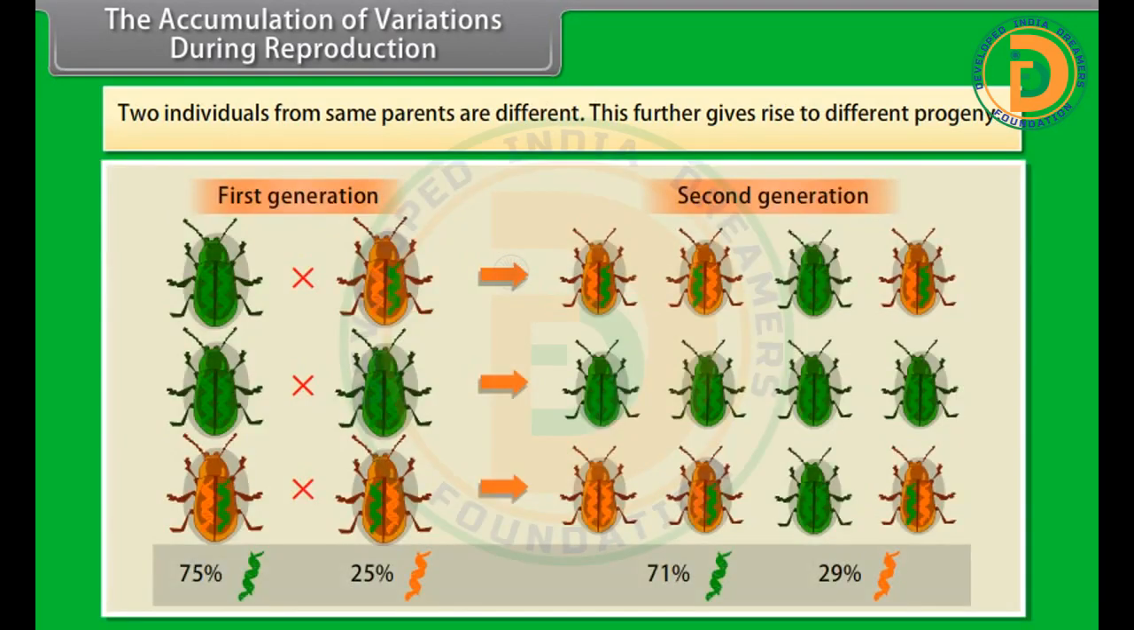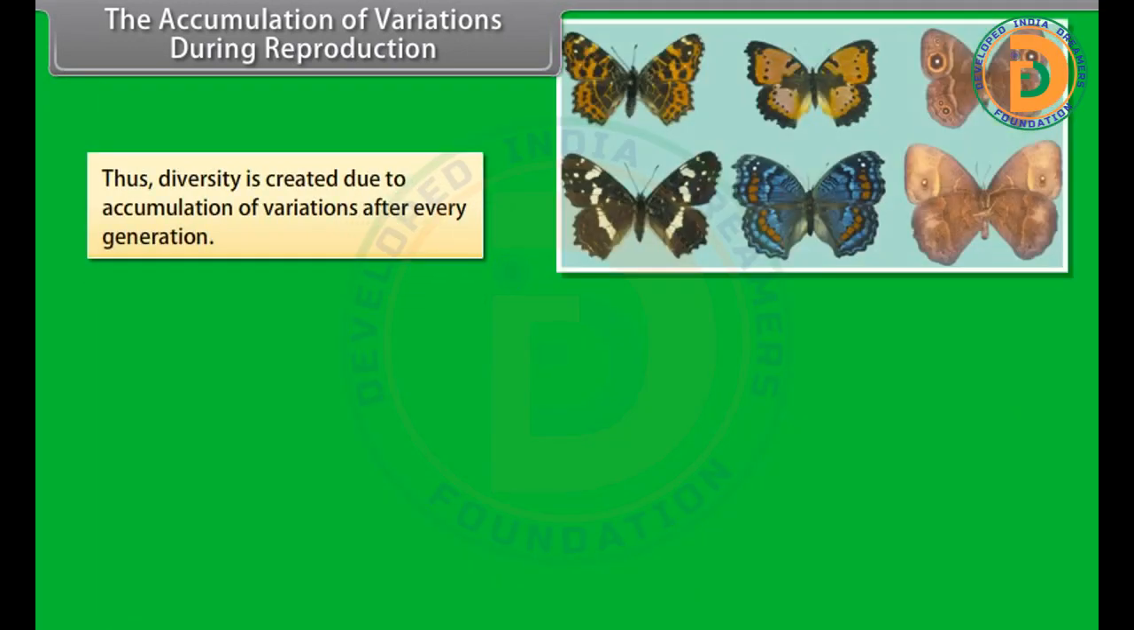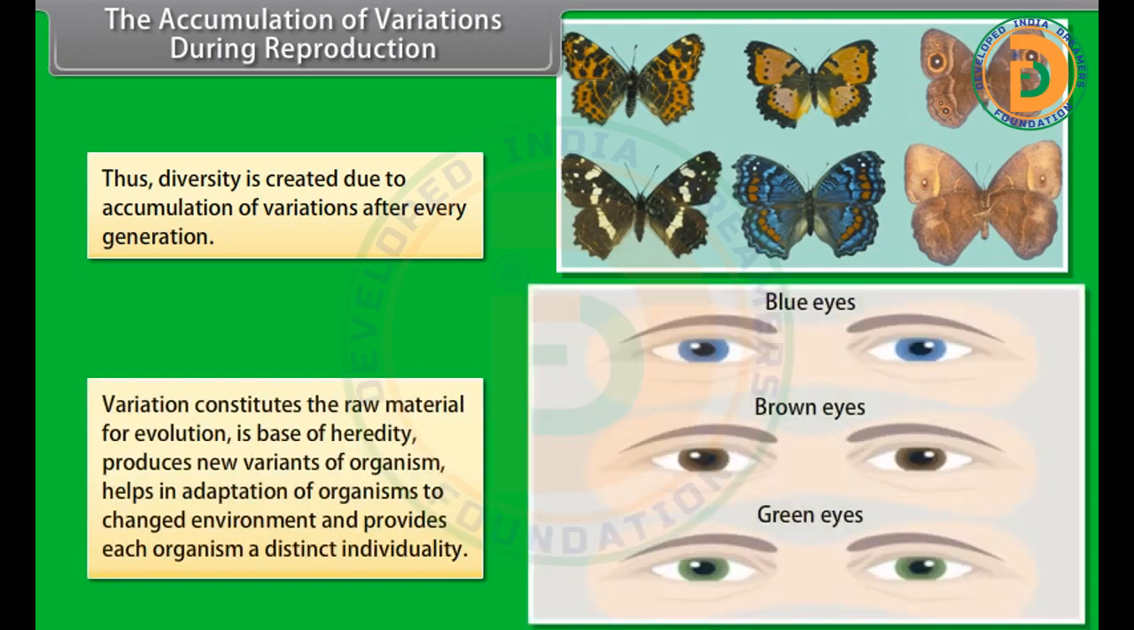Two individuals from the same parents are different. This further gives rise to different progeny. Thus, diversity is created due to accumulation of variations after every generation. Variation constitutes the raw material for evolution, is the base of heredity, produces new variants of organism, helps in adaptation of organisms to a changed environment, and provides each organism a distinct individuality.